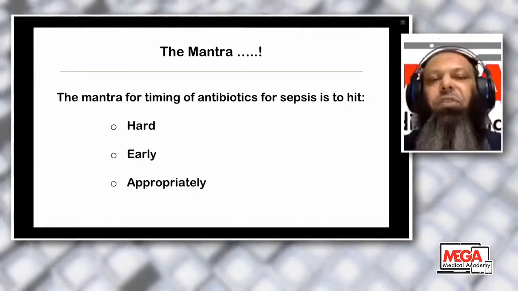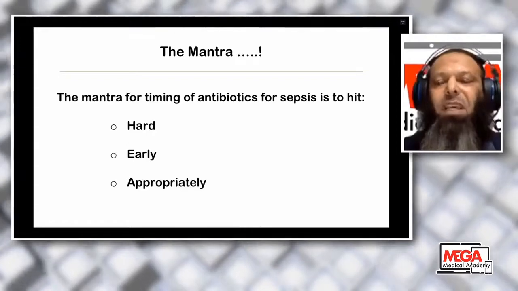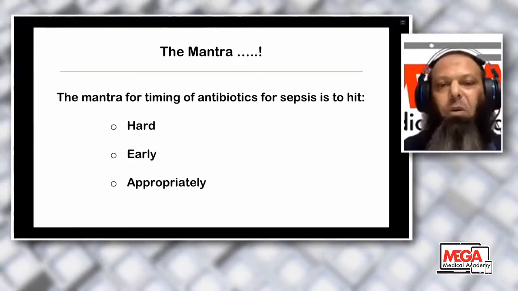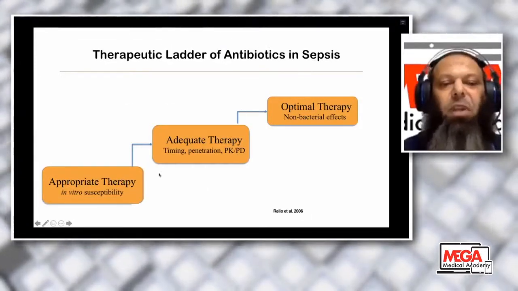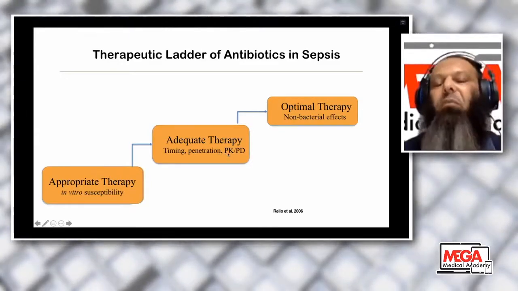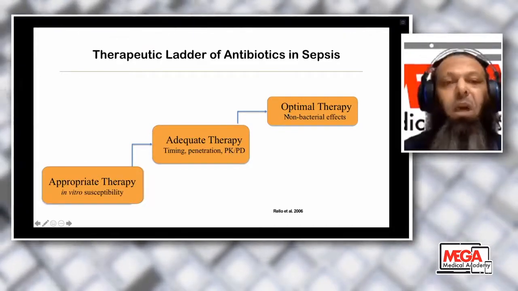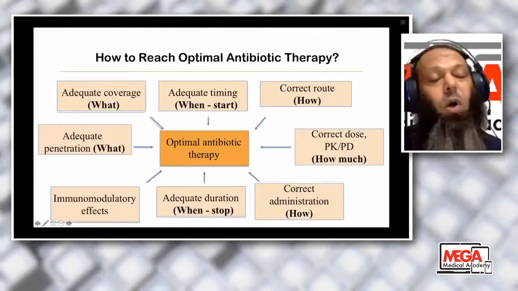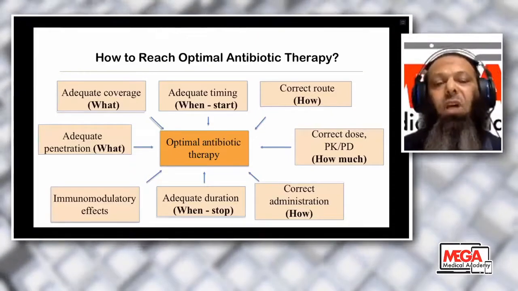And remember the mantra. The mantra for timing of antibiotics for sepsis is to hit 3: hard, early, and appropriately. And this is the therapeutic ladder of antibiotics in sepsis: the appropriate therapy, the adequate therapy using the timing, the penetration, the pharmacokinetics and pharmacodynamics, and the optimal therapy. Then how do we reach the optimal antibiotic therapy? Through when, what, and how.